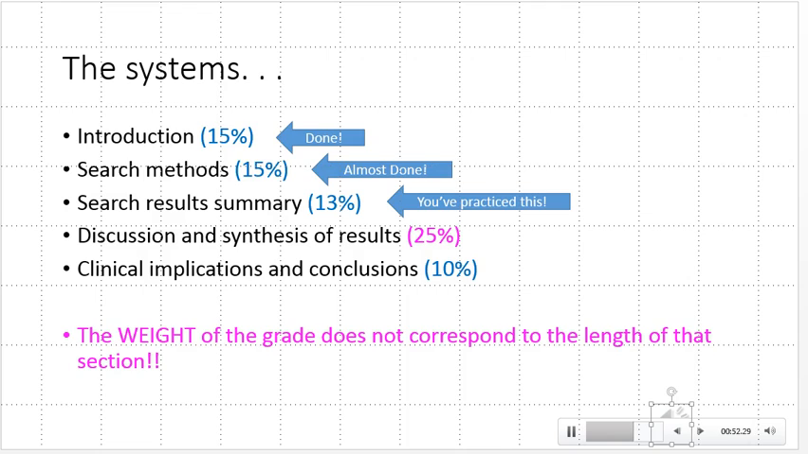Now the weight of the grade does not correspond to the length of that section, and this is very hard to accept sometimes, but the discussion and synthesis of your results is where you can show your nursing expertise. This is the whole reason you're doing the literature review. You want to find evidence that you can use and apply to your practice. So while you collected the data, and that may have taken some time, what's most important is what you do with it.